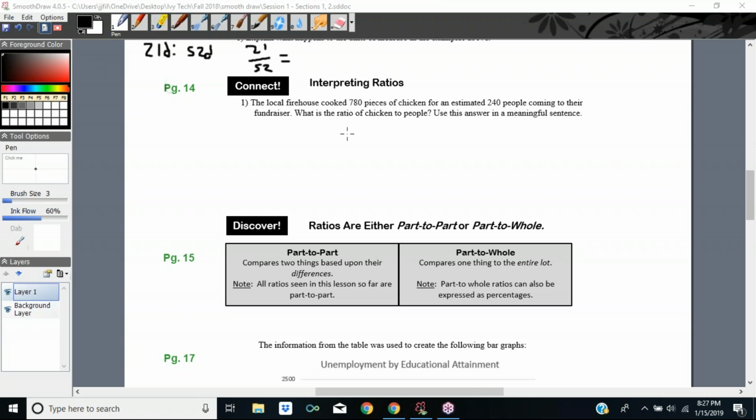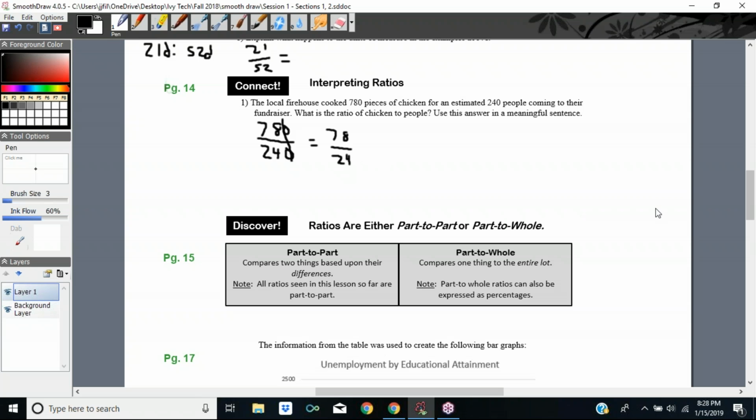But let's find this ratio. We want the ratio of chicken to people. So we can just write it 780 to 240. And what we're going to do is we want to reduce that. And it looks like in the chat I'm getting some reduced answers. Good. So the first thing I would do is I would divide them by 10 and make it 78 over 24. And then, in order to make this meaningful, we want to make this in the simplest form that we can.